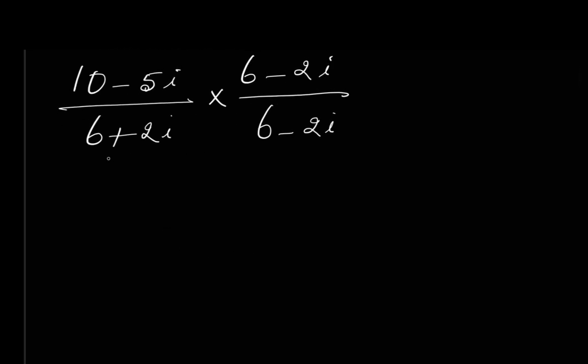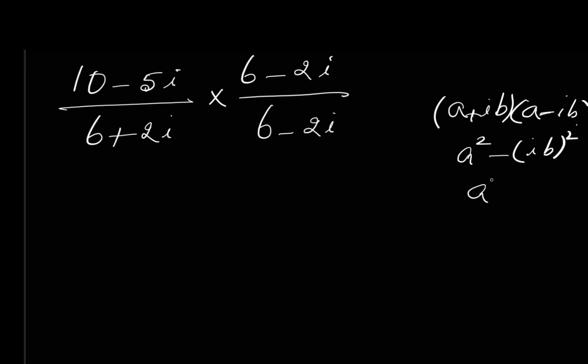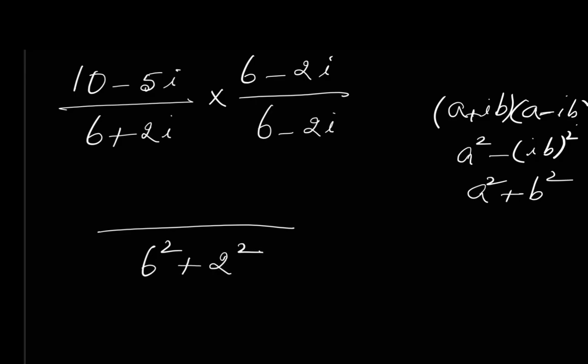Look at the denominator term. This is a plus ib into a minus ib. The formula, a plus b into a minus b, is a square minus b square. So a square minus (ib) the whole square. But i squared is minus 1, so minus of minus is plus. A square plus b square. A is here 6, so 6 squared plus 2 squared.